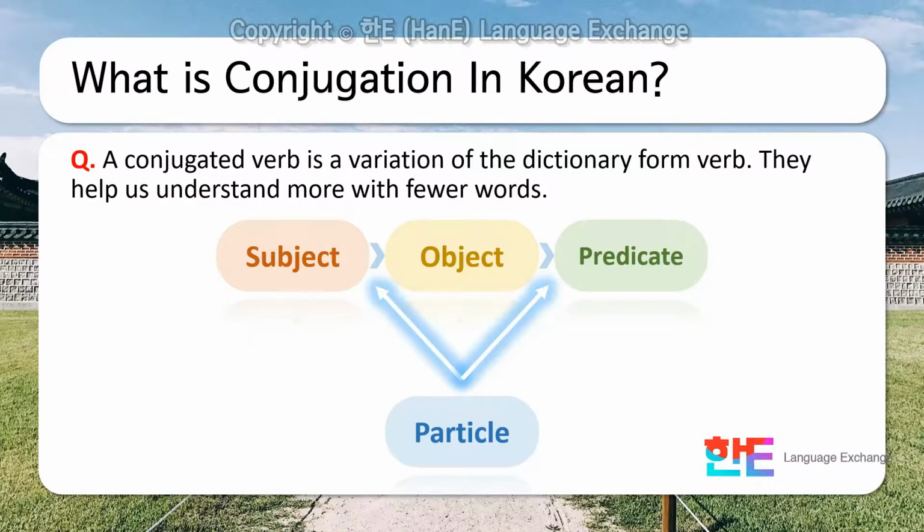So it's going to change the ending in most cases, but basically they help us understand more with fewer words. What that means is that they help us identify more things without the need of additional grammar patterns or particles. For example, subtle nuances and tenses are just a few of the examples that are reflected in conjugation use. It is worth noting that they are not limited to verbs, but we're only going to talk about verb conjugation for the purpose of this lesson. So the conjugation is going to go to the predicate.